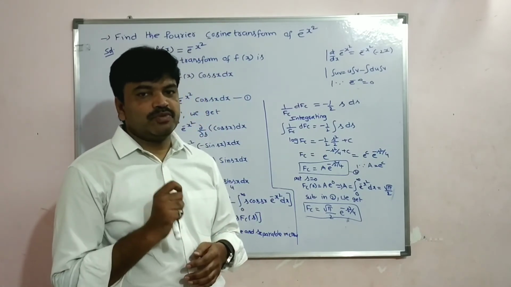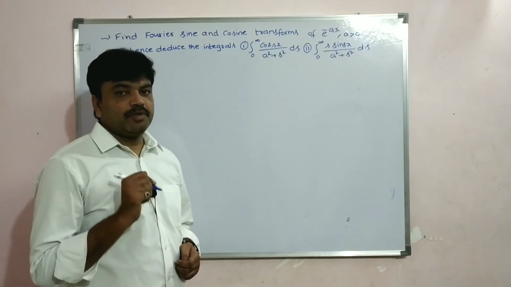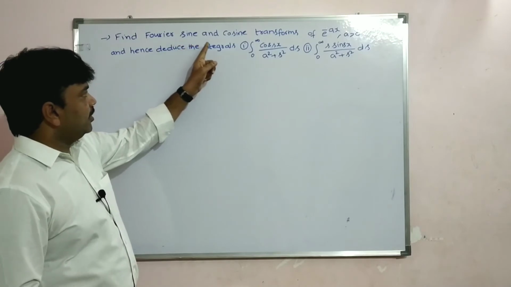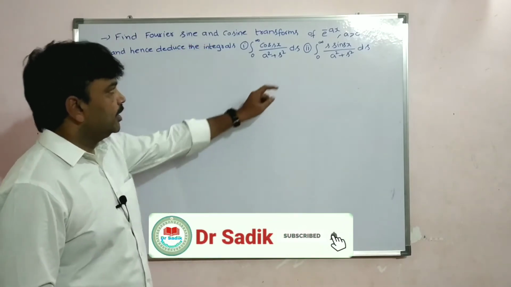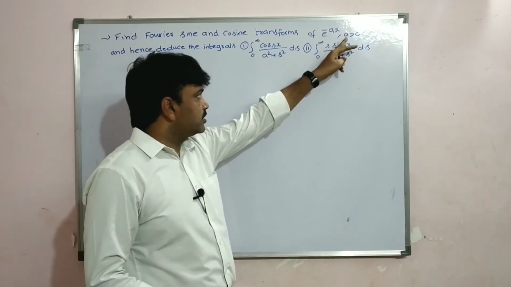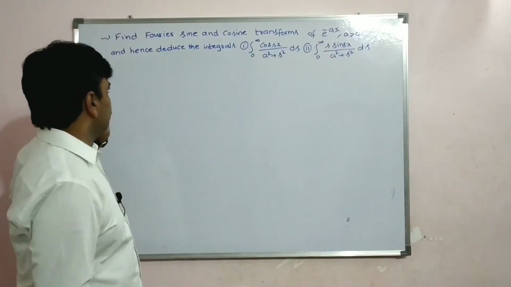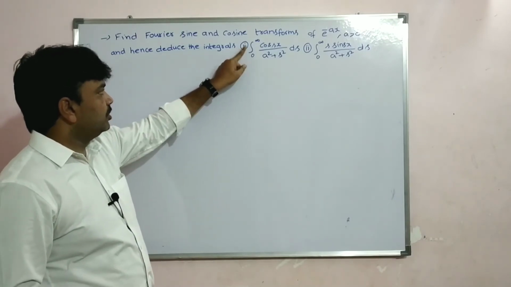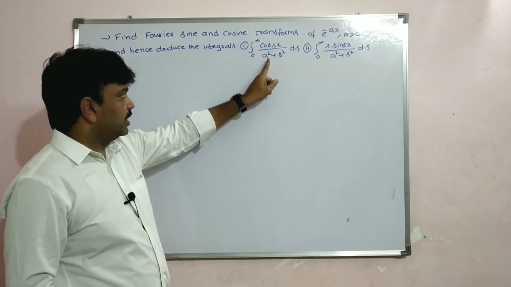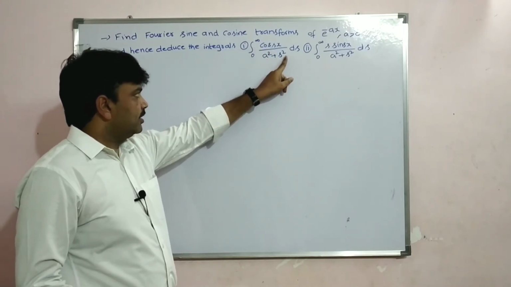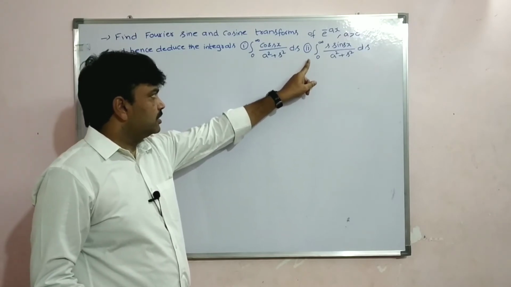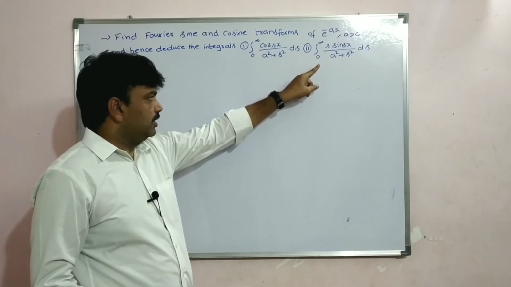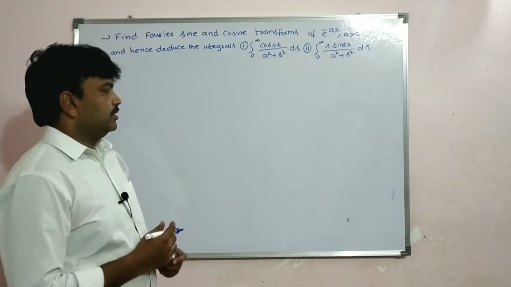Let us see another problem, students. Find the Fourier sine and cosine transforms of e power minus ax, where a value is greater than 0, it is positive, and hence deduce the integrals integral 0 to infinity cos sx by a square plus s square ds. Second problem, students, integral 0 to infinity s sin sx divided by a square plus s square ds.